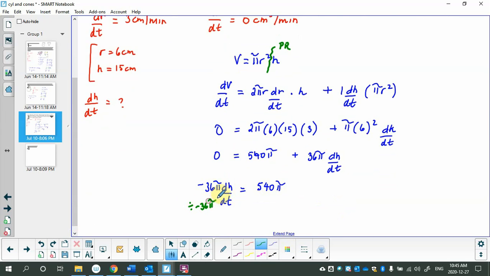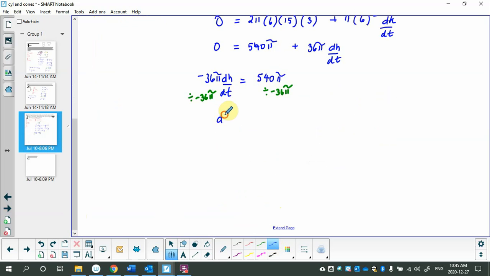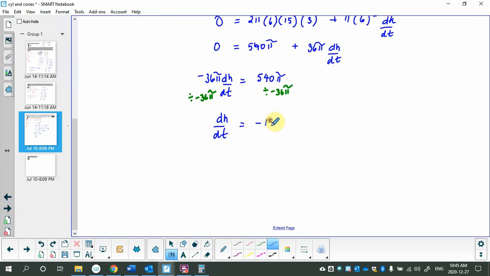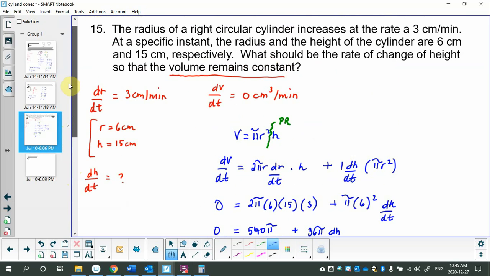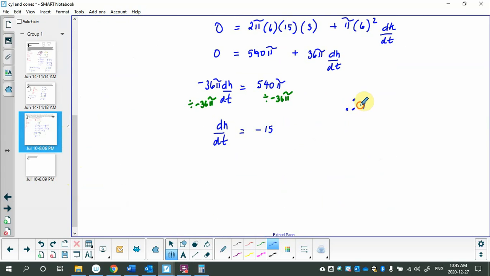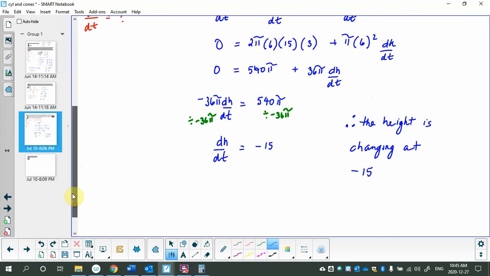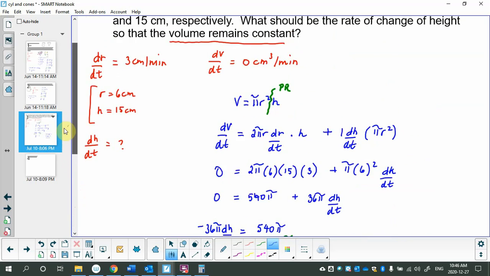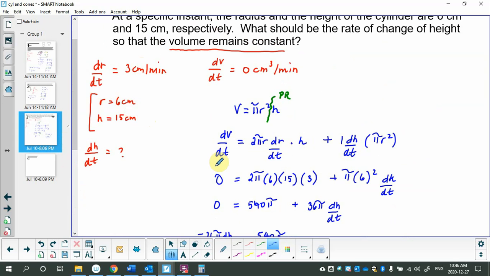Divide by negative 36 pi. Divide by negative 36 pi. Yay, my pi's will cancel out. And I will be left with dh by dt is equal to 540 divided by 36, I'm not going to put the negative in, is 15. So I've got negative 15 as my answer. So to reread the question, what should be the rate of change of height? Therefore, the height is changing. There's that vanilla word, no direction, at negative 15 centimeters per minute. Centimeters because it's still height, minutes because it's still minutes.